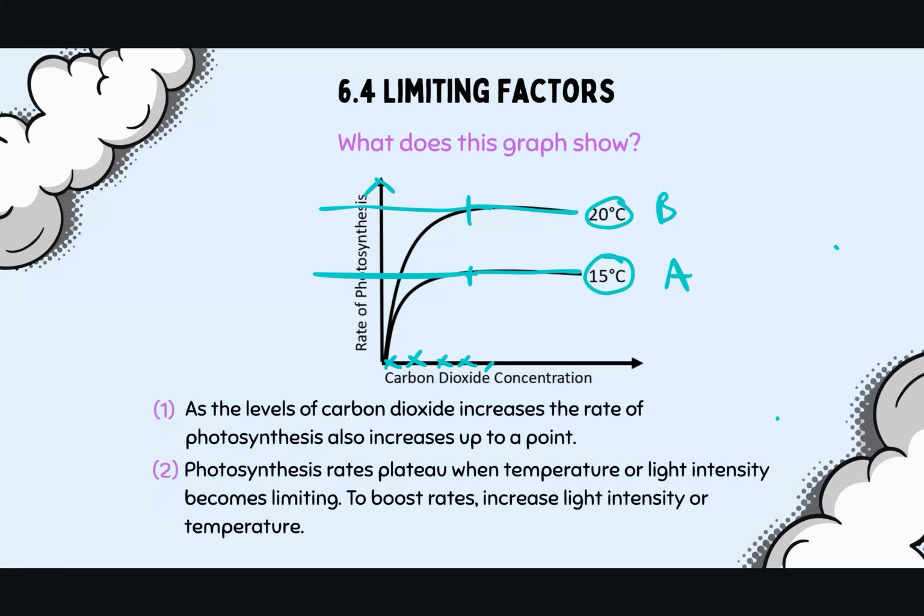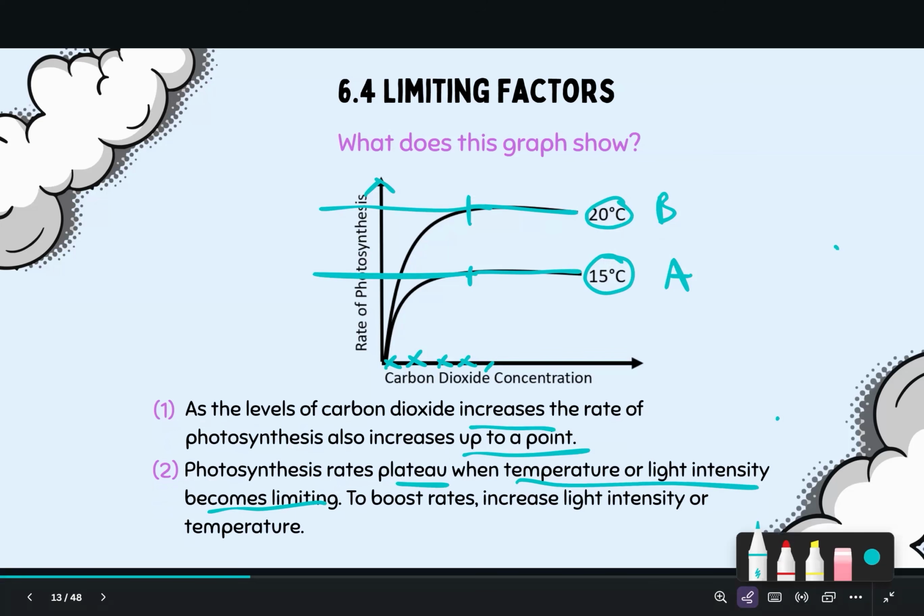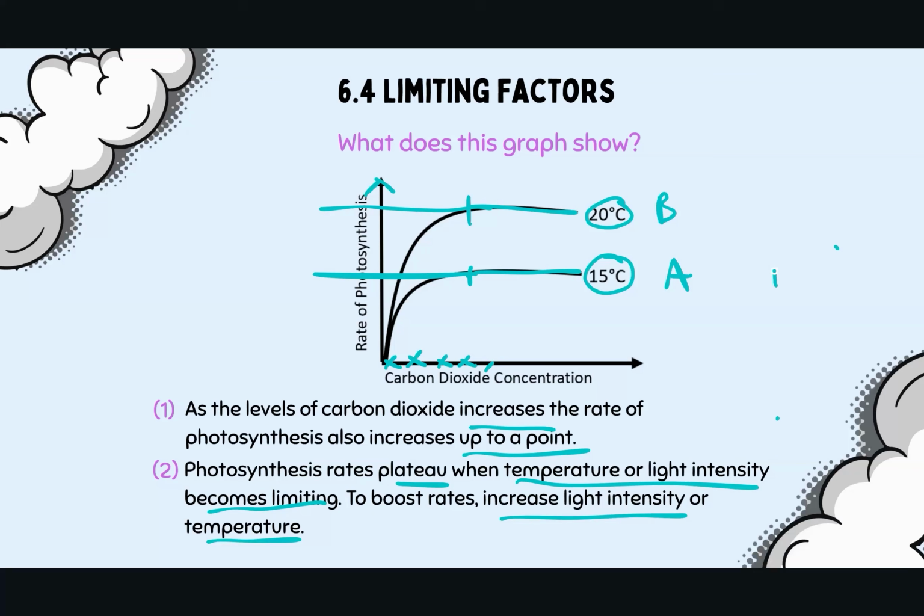So as the levels of carbon dioxide increase, the rate of photosynthesis also increases up to a point. We know this from the previous slides. Photosynthesis rates plateau when temperature or light intensity becomes limiting. So to boost rates, you increase light intensity or the temperature. In this case, what's happened when we increase the temperature? The rate of reaction has also boosted and increased.